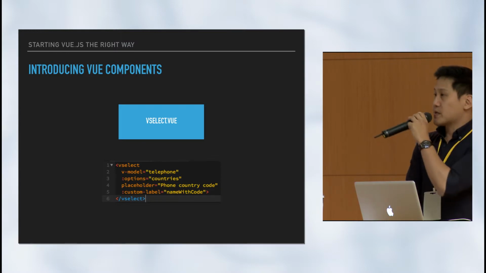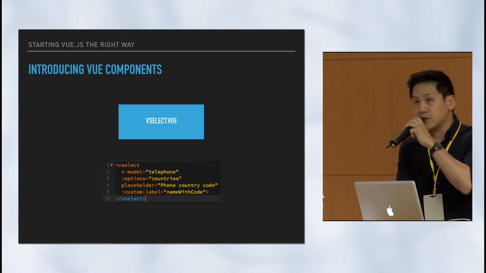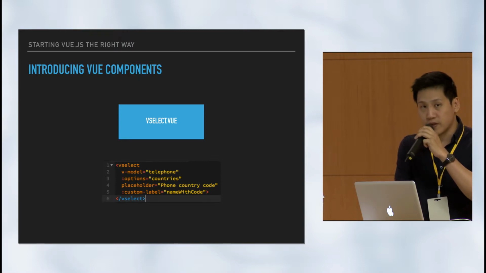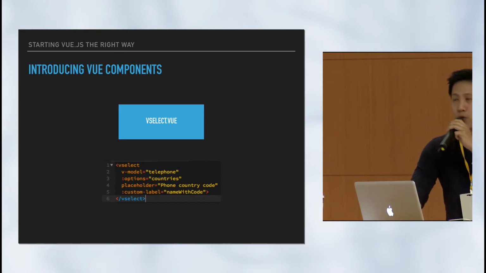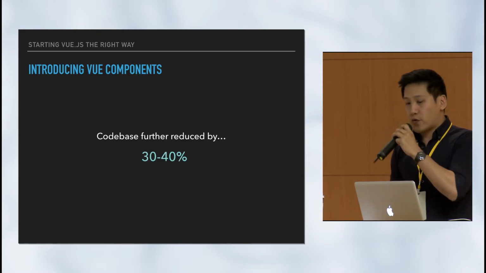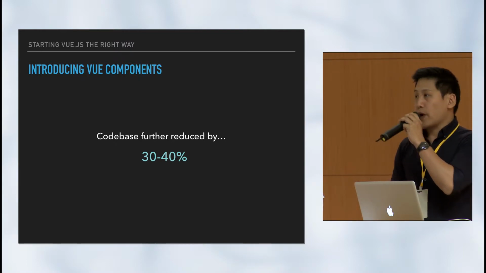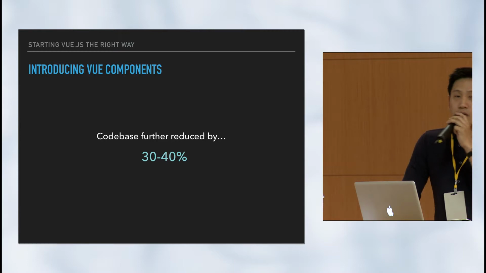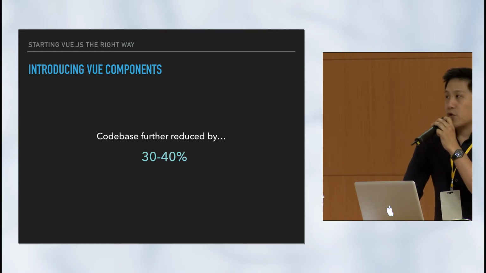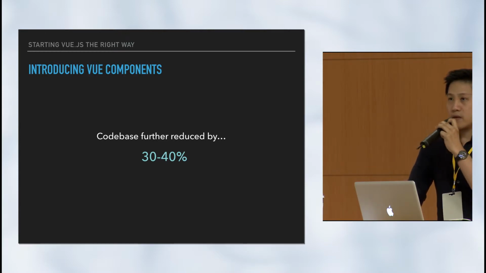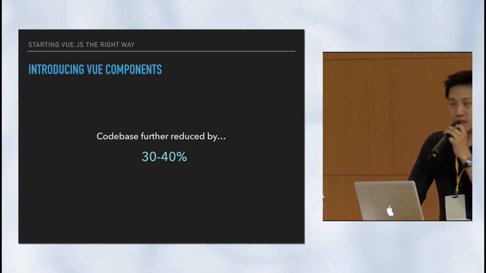So by converting everything into components and then reusing them across the code base, the code base is further reduced by 30 to 40%. This is where we are right now in our application. We integrated Vue and it brought us so many benefits.